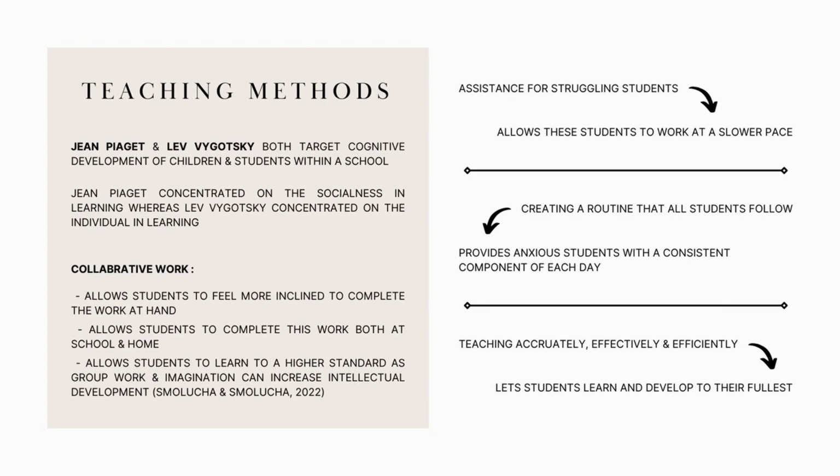Although both Jean Piaget and Lev Vygotsky have targeted the cognitive development of children and students within a school, there are components which differ from one another, influencing people's views to choose one or the other. Piaget concentrated on the socialness in learning, whereas Vygotsky concentrated on the individual in learning. The struggling students within the class receive additional help in assisting the completion of their work. This positively influences these specific students as they are provided with a platform that they can extend their knowledge and understanding at a slower pace in comparison to the class.